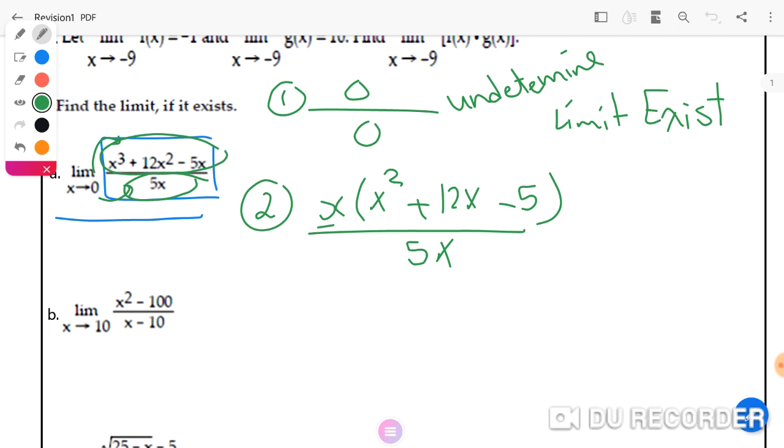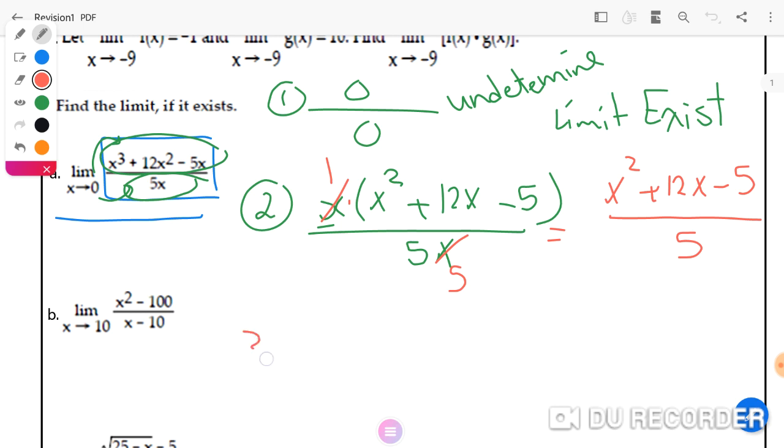Factorizing means express this expression as a product of two quantities. Here, as you see, we have a common factor between numerator and denominator, which makes the denominator equal 0. Divide 5x, it will be 5, divide x, it will be 1. That means x multiplied by the bracket. So, what is the new numerator? It will be x squared plus 12x minus 5 over 5. That is the redefining function.